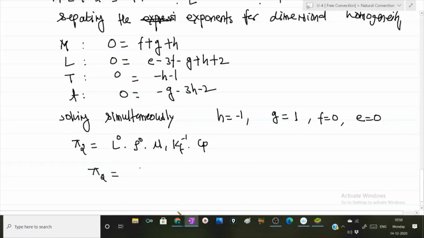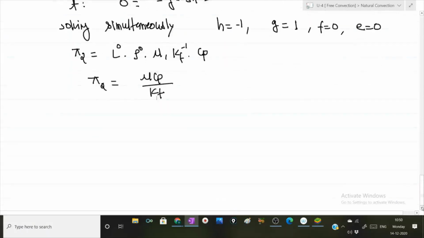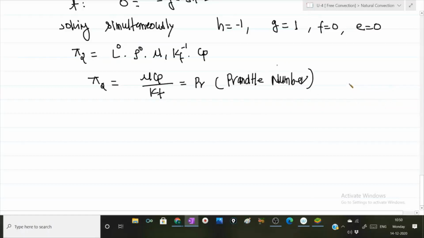So after rearrangement, this will give me mu Cp by Kf. And if you remember, mu Cp by Kf is represented as the Prandtl number. So the second pi term can be called the Prandtl number. Now the third one is selecting pi 3. Okay, what is pi 3?